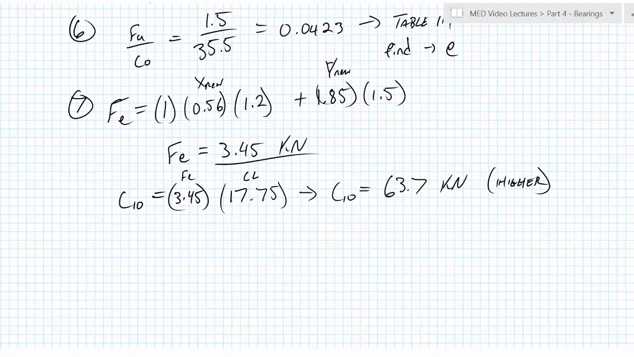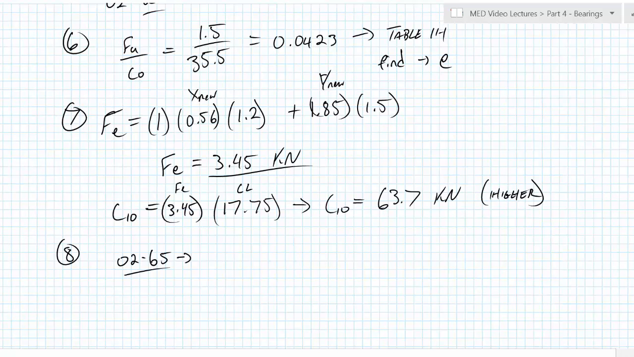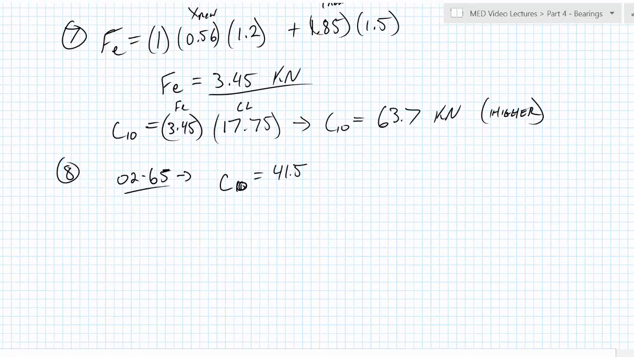All right, so that tells us, I'll just keep counting here as we are walking through this process, that we need a higher C10. We can look in the catalog and see that the angular contact ball bearings with a 65 millimeter bore, the next one, will actually move up a bearing. So now we need to look at the 65 millimeter bore, which can handle that load and has a static loading of 41.5. So we can begin this step again.